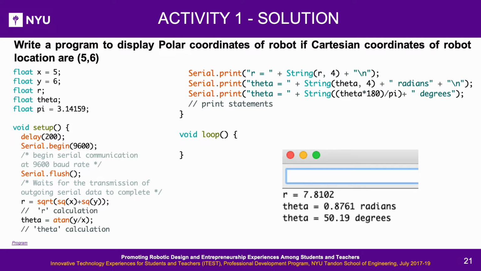Since only string characters can be displayed in the serial monitor, the float values are converted to string using the string command before passing the values to the print command.